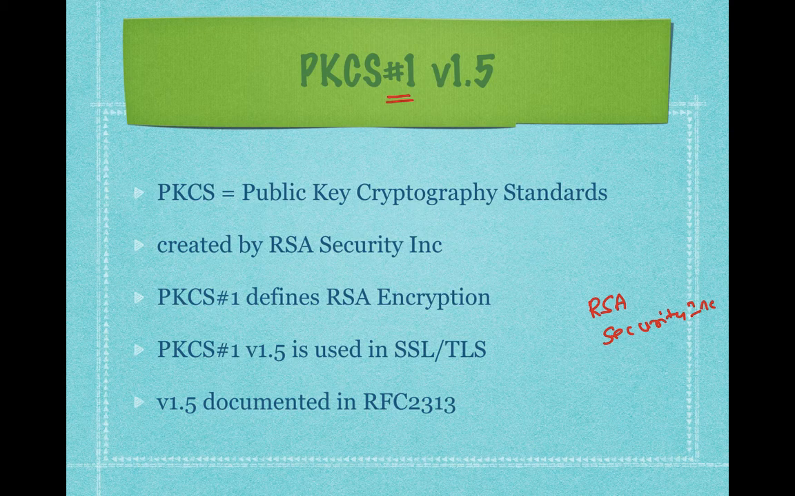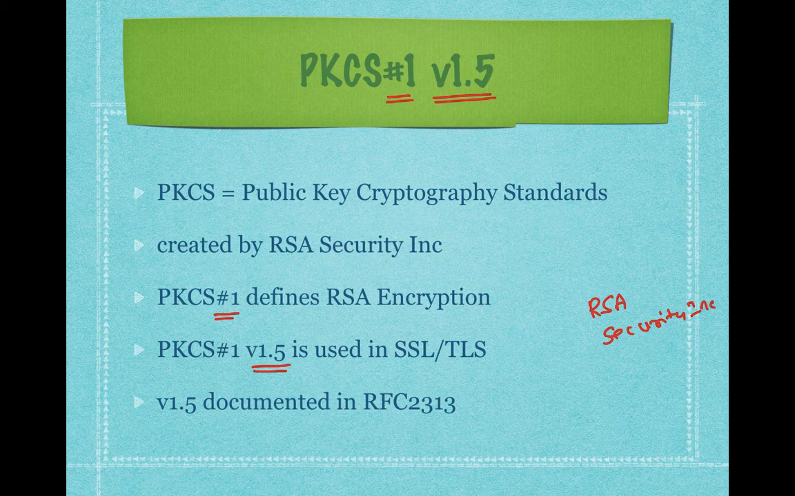The one that deals with RSA is standard number one. It defines RSA encryption, what kind of padding you should use, how you should go about encryption, all the fine details. This standard has multiple versions. We are going to look at version 1.5, which is usually used in SSL and TLS. Actually, 1.5 is not very safe. There is another version available called 2.0, but unfortunately SSL/TLS is stuck with version 1.5.